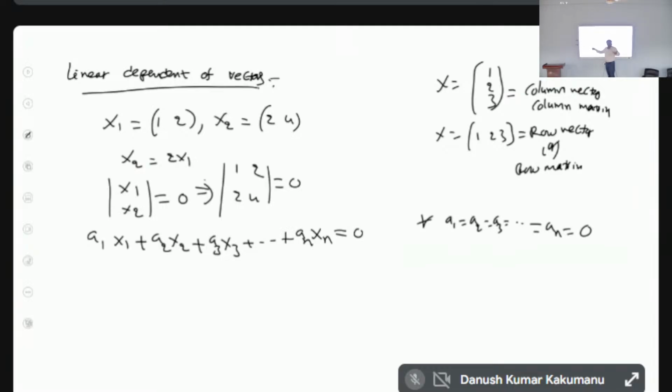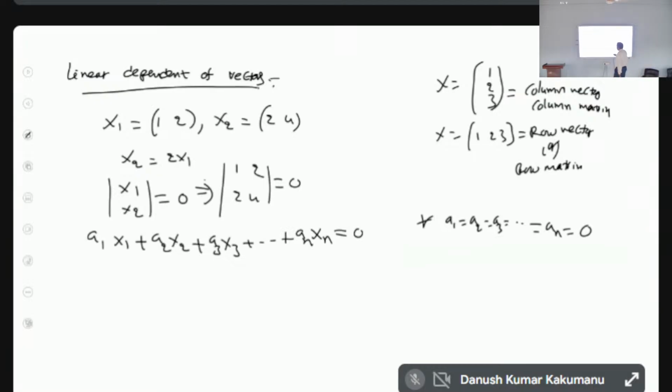There is no a1, no a2, no a3, no an. If all of them are zeros, will you find any relation between the vectors? No relation. So what is the nature of the vectors? They are said to be linearly independent. Very, very important definition.